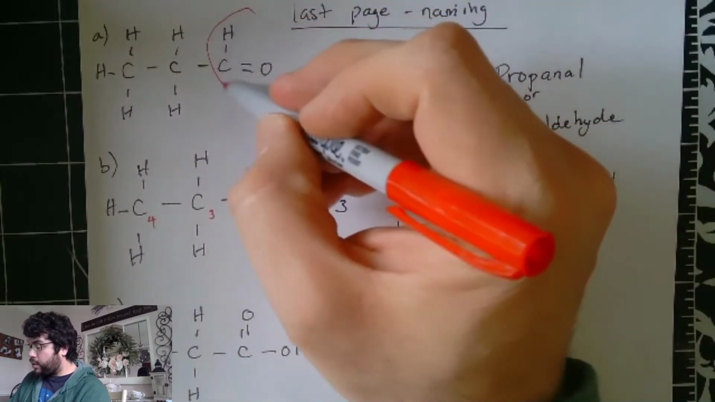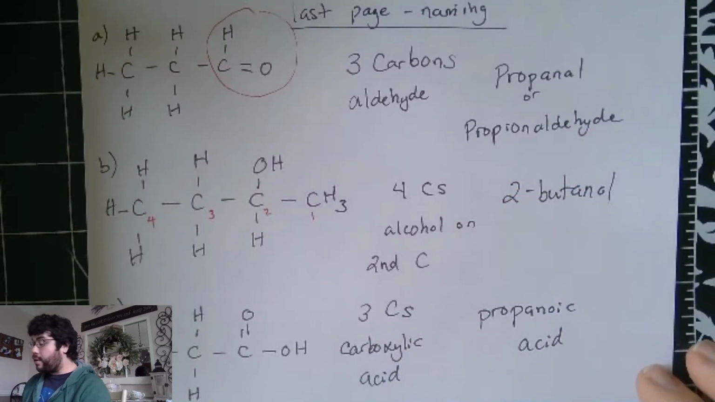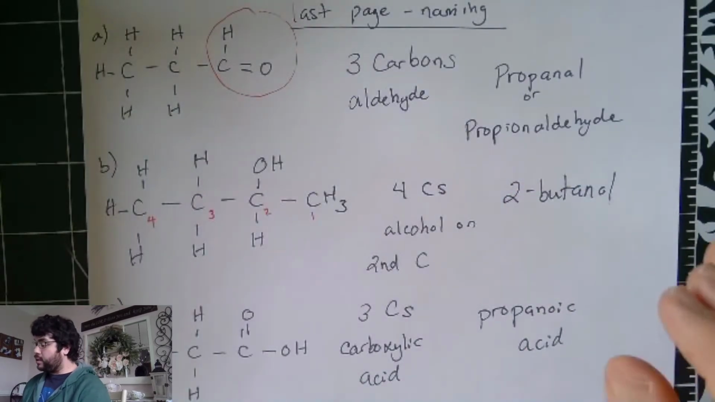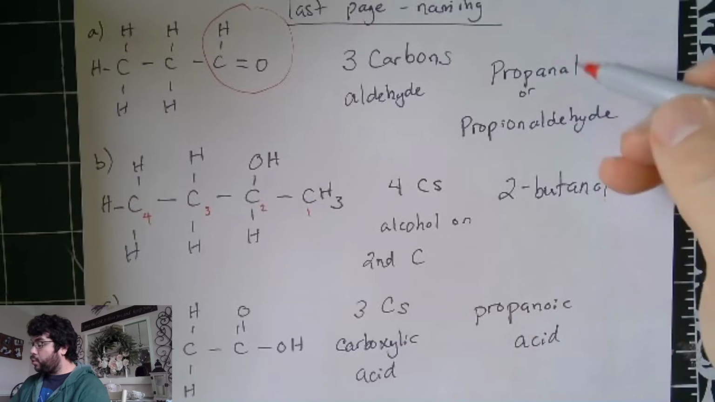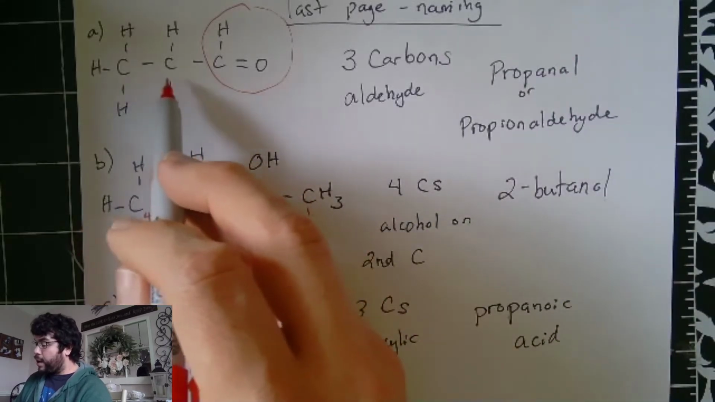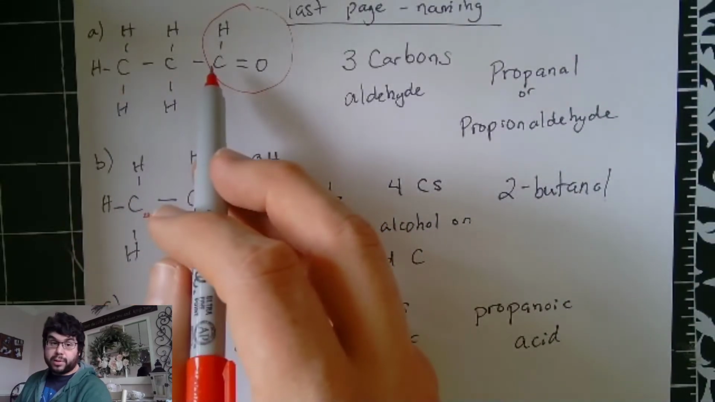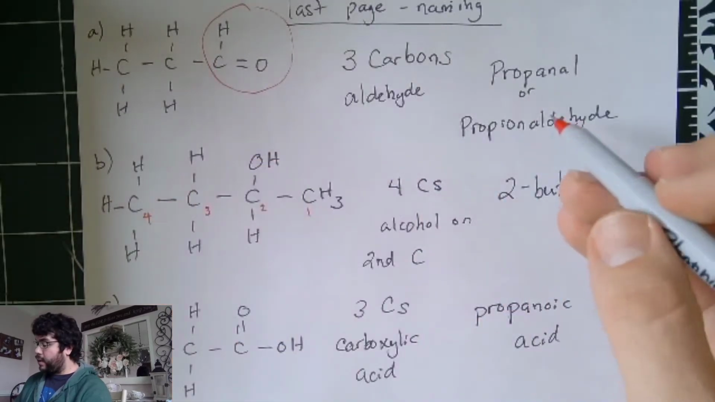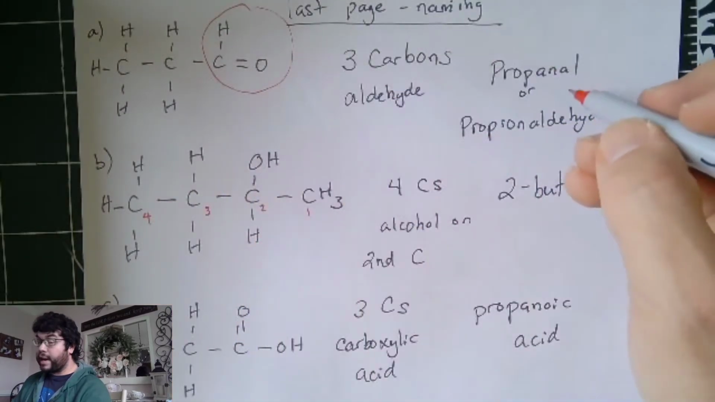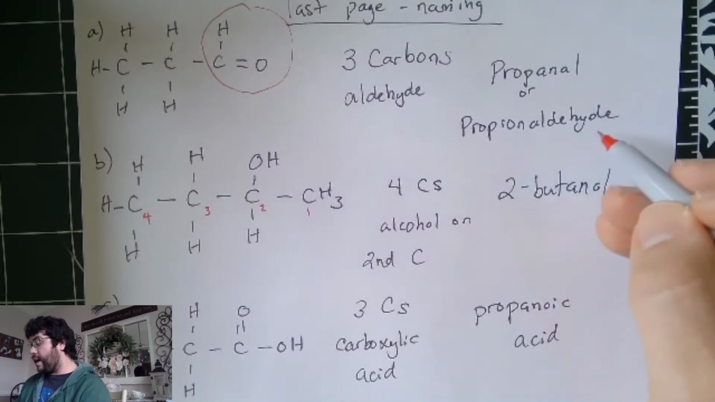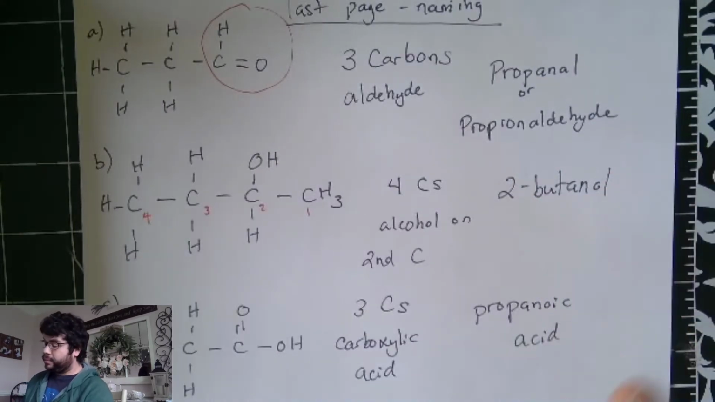You have a carbon with a double bonded oxygen, and then a hydrogen off of it, and then the rest of the molecule is there. So this would be called propanal. Why propanal? Because there are 3 carbons. Prop is the prefix for 3, and then just an aldehyde, so propanal. You could call it propanaldehyde too if you'd like to.